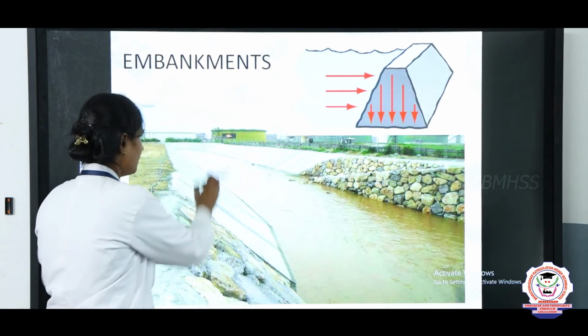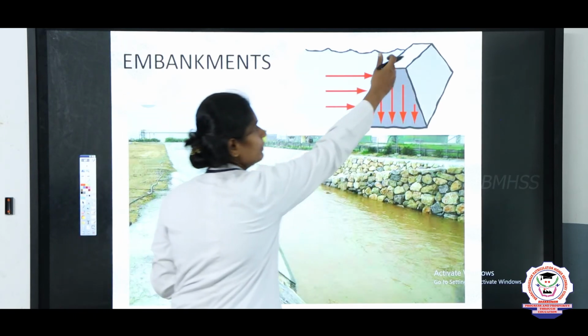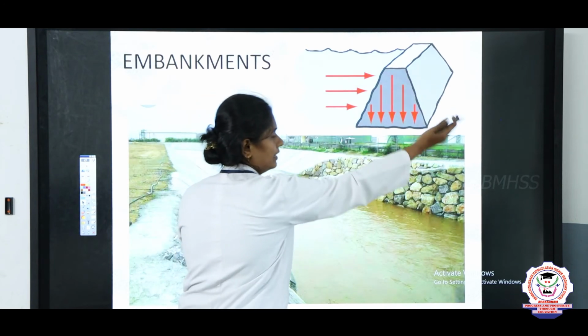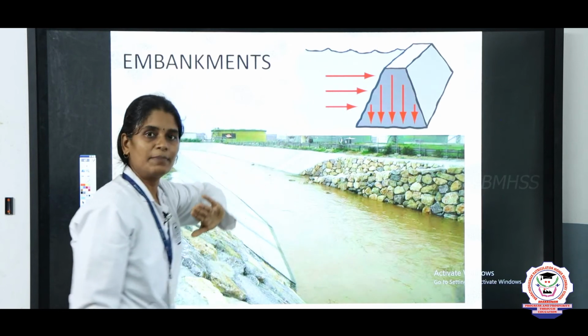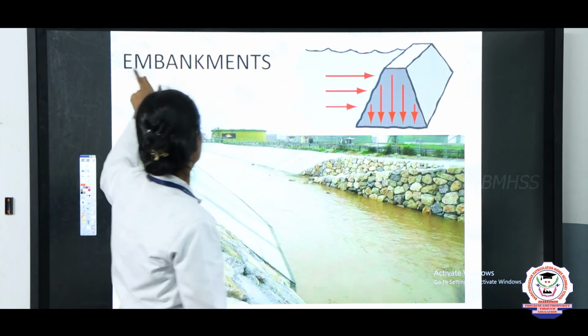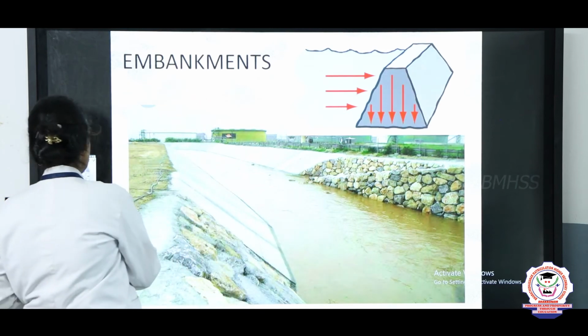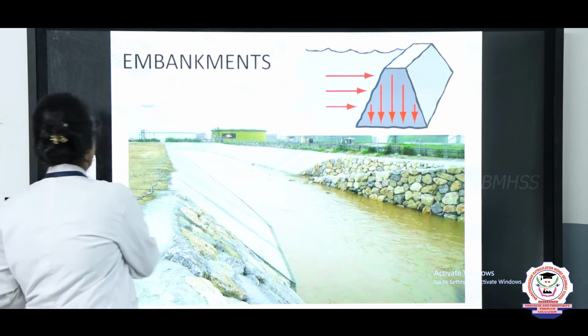But when we build embankments like this, Tadippu suvar they will say, right. So when we build embankments like this, we can prevent the water from taking the soil along with it, so that it prevents soil erosion. Embankments, so building embankments is also a method to prevent soil erosion, right.